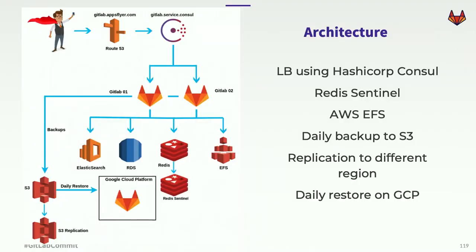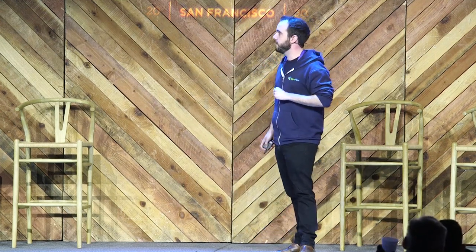As you can see, a developer is basically reaching a Route 53 address, which has a Consul service behind it. This Consul service is built from two GitLab instances. We use the managed service for Elasticsearch, for the fuzzy search. We use RDS as a database, and we use our own Redis for caching with Redis Sentinel. And I want to focus on one thing, which is this one, the EFS.